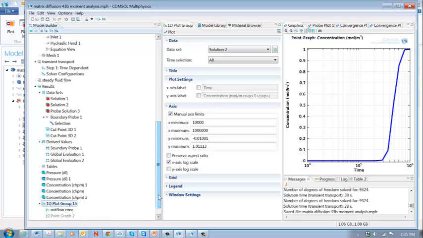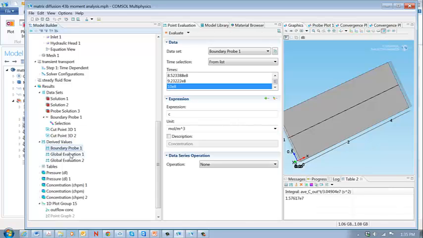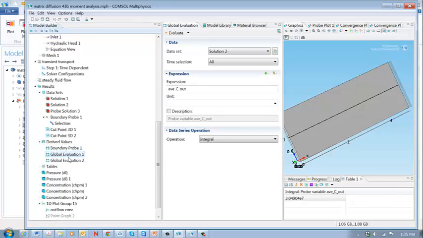So we can go and do the moment analysis here, and I'm doing that with these derived values. The first thing I'll do is use this global evaluation where I can integrate this average C out. So I use global evaluation, I put in avc out, and I can select that here. I make sure that I'm using the right solution, and I also make sure that I'm going to integrate it. So I do that, and I get the result here.